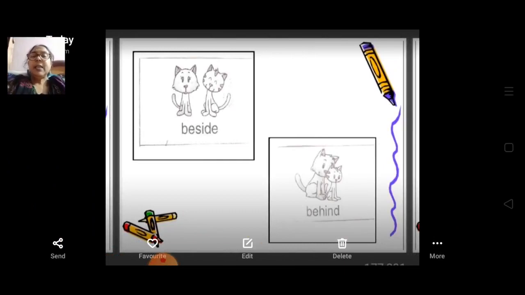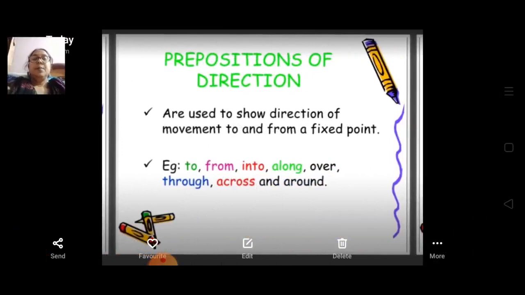Now beside. Beside is very near to you, you can say next to you, that is called beside. Behind means back. So in this pic you can see. Now we are moving to the second kind of preposition, that is prepositions of direction. They are used to show direction of movement to and from a fixed point. For example, to, from, into, along, over, through, across and round. So these are the prepositions which can show direction of movement to and from a fixed point.